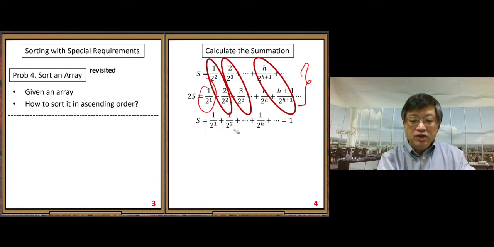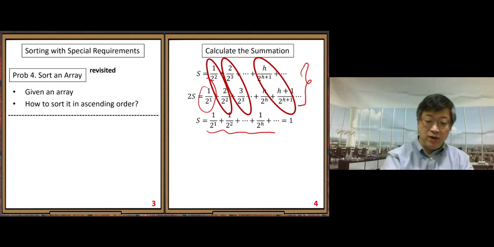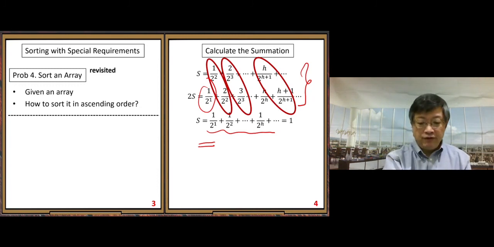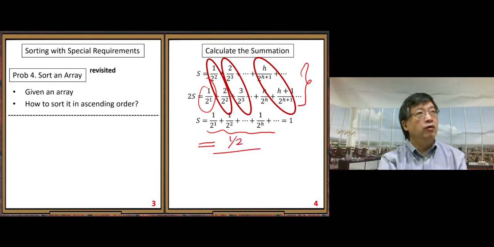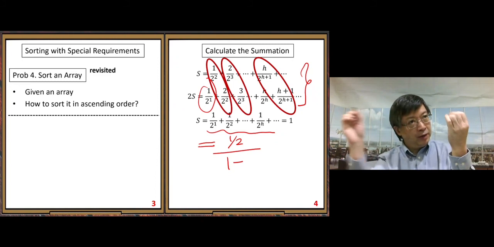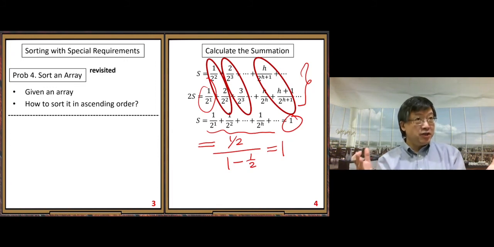After subtraction, you get a geometric series. For this infinite geometric series, you can find the summation easily because we can apply the formula. Remember, what is the formula? For an infinite geometric series, the formula is very simple: the first term, 1/2, over 1 minus the common ratio. What is the common ratio? Term by term, also 1/2. So 1/2 over 1/2 equals 1. So the answer is 1. That means S is 1.